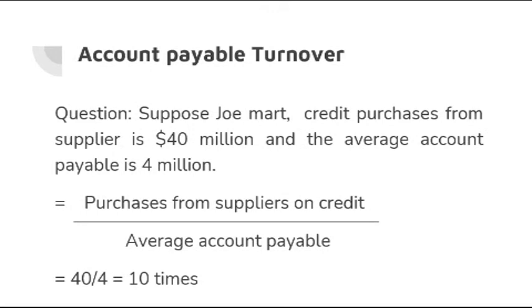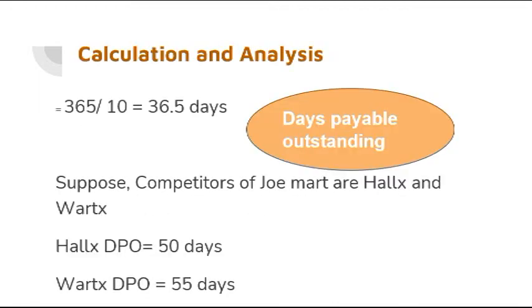Now, you can again compare it with other competitors. You can compare it within the company. You can understand the trend of the company in paying off its suppliers. For that, you need to calculate days payable outstanding. It is the total number of days in a year divided by 10, that is 36.5 days. So this means that Joe Mart will take 36.5 days to pay its suppliers, right?